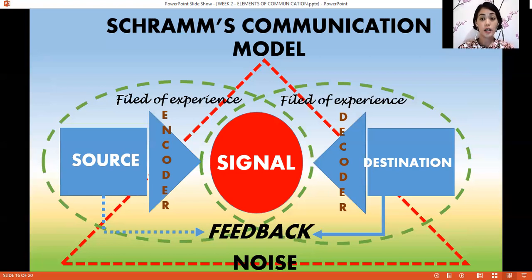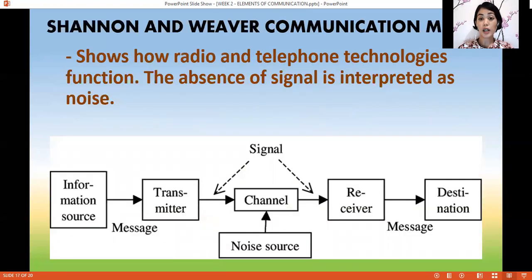Again, this is for telecommunication. Let's proceed now to the Shannon and Weaver communication model. This one is specifically for radio and telephone technologies. Here, it shows that the absence of signal is interpreted as noise. Noise here does not pertain to the noise in the environment because radio telecommunication or frequency modulation cannot hear noise from the environment. It only means that if there is an interruption in the signal, that is considered as noise. That is what we call choppy.